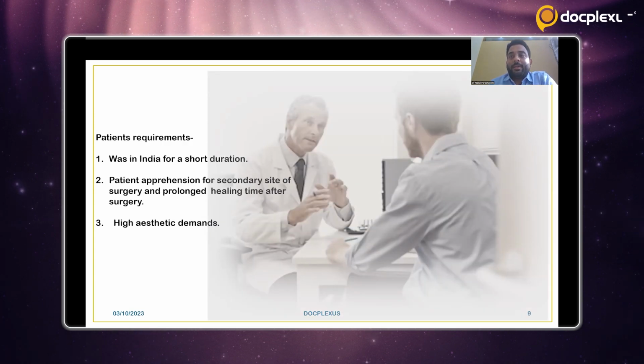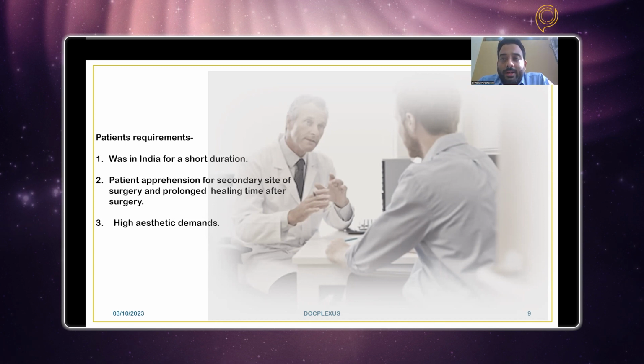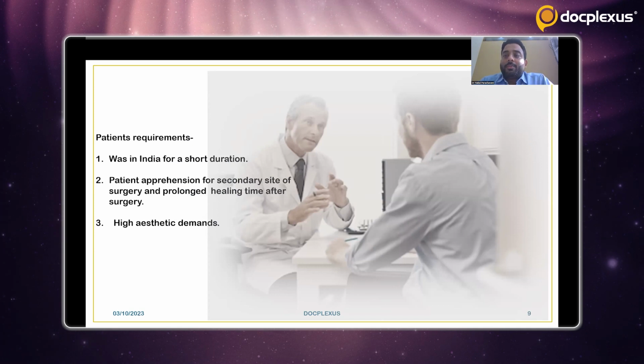So the patient came with her own set of challenges. She was in India for a short duration. As you can see in the previous slide, she was operated on multiple times and was thus apprehensive about a new surgery which was going to last around 10 hours, and also the prolonged healing time after the surgery. And in spite of all these things, she, being a relatively young patient, had high aesthetic demands. The patient was explained about the novel procedure that we were going to do, and the risks involved in the newness of the technique, as there are a very limited number of articles available. And once the informed consent was taken, the planning of the 3D prosthesis was started.